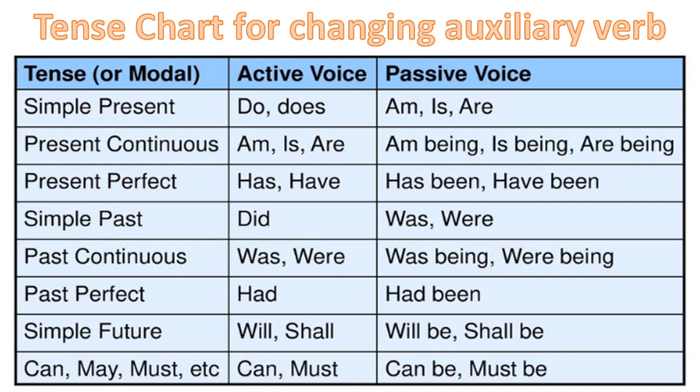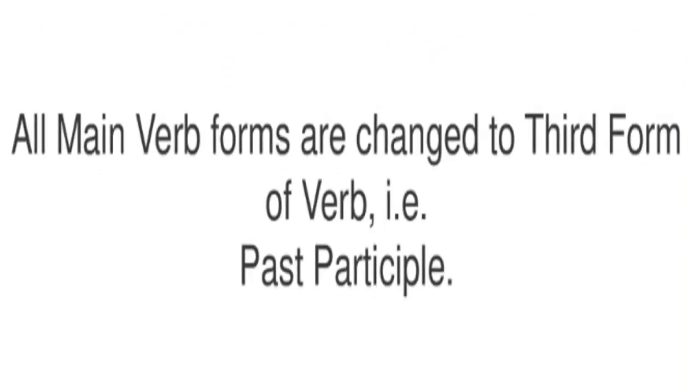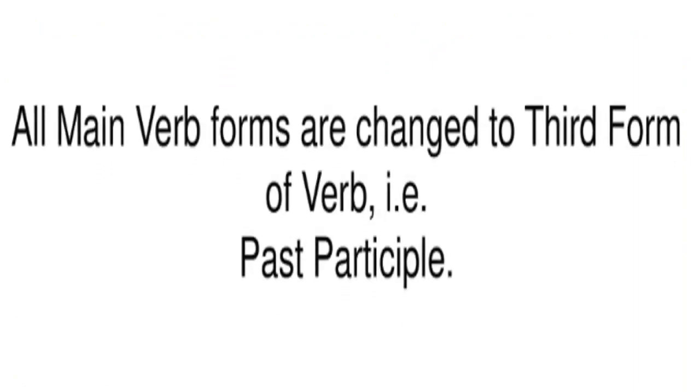Past continuous tense, was being, were being. Past perfect tense, had will be changed into had been. Simple future tense, will or shall will be changed into will be, shall be. Can, must, may, etc. will be changed into can be, must be, may be, like this. All main verb forms are changed to third form of verb, that is past participle. As I told you, when we change active voice into passive voice, we use third form of the verb. Okay.